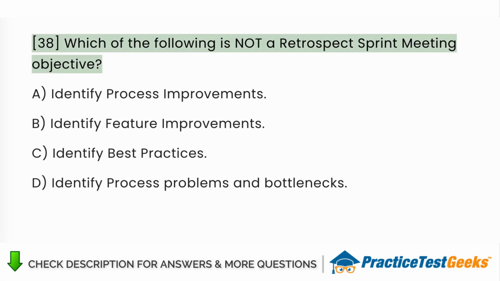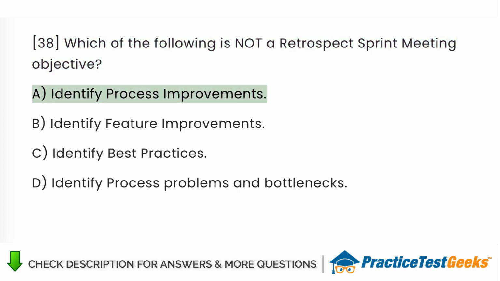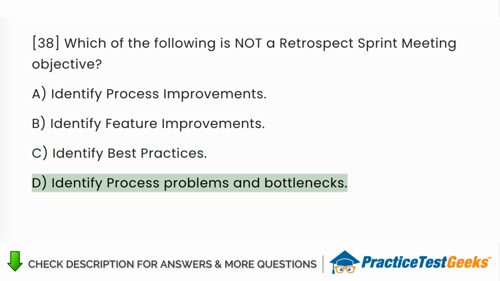Which of the following is not a retrospect sprint meeting objective? A. Identify process improvements. B. Identify feature improvements. C. Identify best practices. D. Identify process problems and bottlenecks.